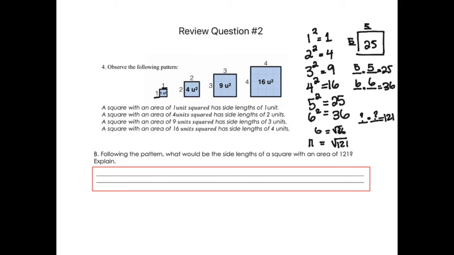And if I want to check my answer, I'm going to take my square. If it's 11, then that means I have to multiply 11 by 11. And when I do that, I'll get 121.